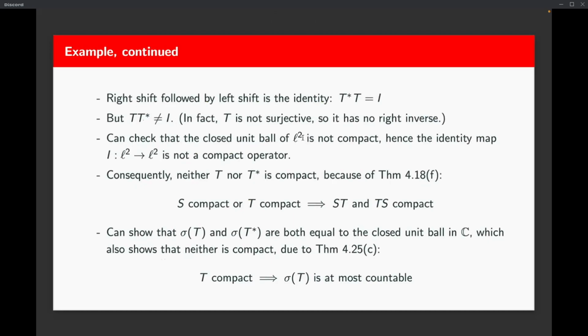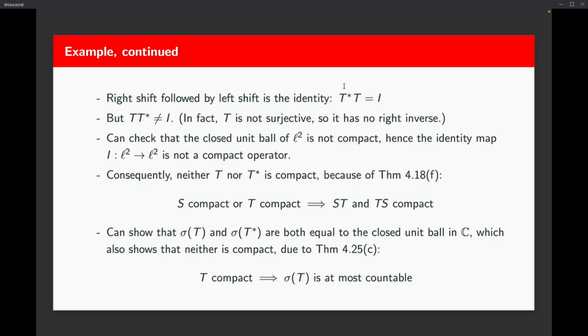You can check, and I actually think I added a proof on the last page, which I'll go through briefly. The closed unit ball in L2 is not compact, and so the identity map, which would just map the closed unit ball to the closed unit ball, cannot be a compact operator because the image of the closed unit ball has to be compact in order for an operator to be compact. So the identity map is not compact. And then we have to use this cool theorem, which we stated before. If we have a pair of operators, S and T, then if either one of them is compact, then their product, which is their composition, is also compact.